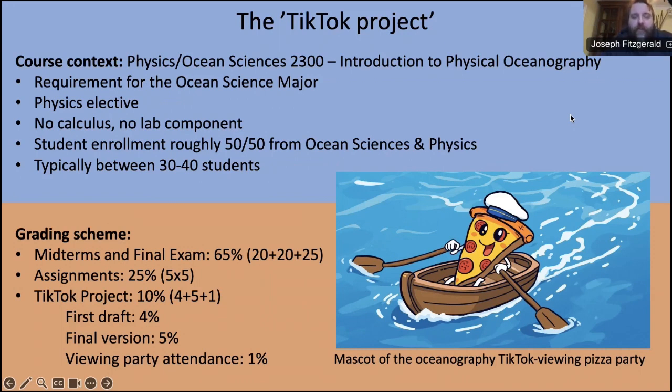How this fits into the grading is I've made the TikTok project worth about 10%. So the way that I grade the course is that the majority of the marks come from tests and exams. So combining the midterms and the final is 65% of the total grade. I have 5 assignments worth 25%, and then the last 10% is the TikTok project.